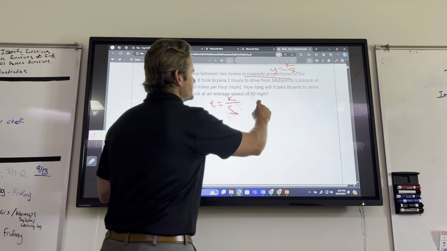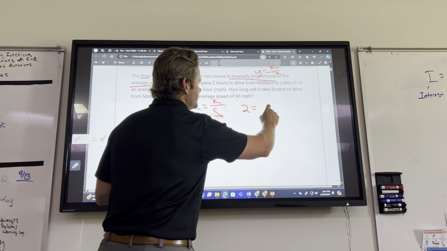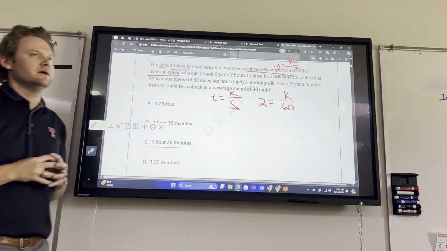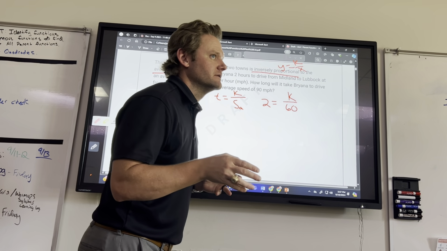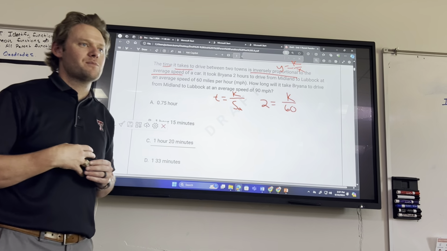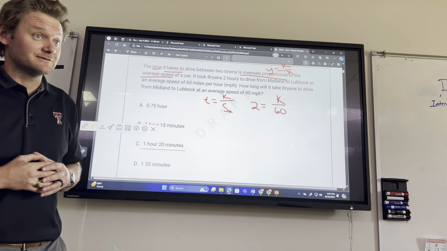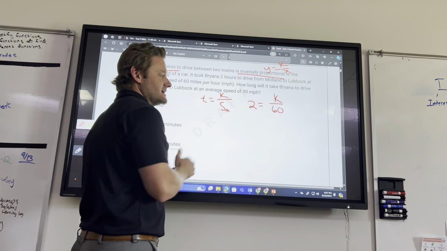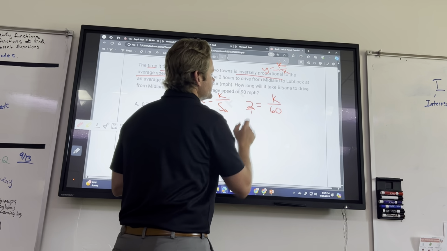So it took Brianna 2 hours to drive from Midland to Lubbock at an average speed of 60 miles an hour. I want to find my k. What does k represent here? Constant. Yeah, constant. What's the constant in this problem? The distance to Lubbock, right? Because if I'm dividing the miles per hour and getting the time, obviously that's going to be the miles to Lubbock.